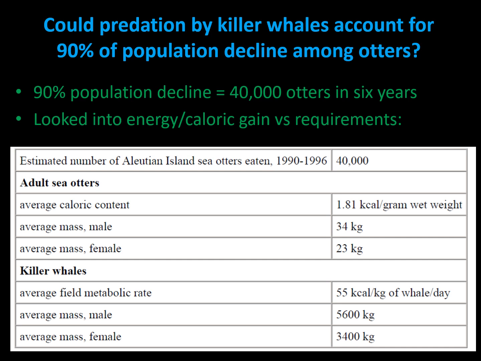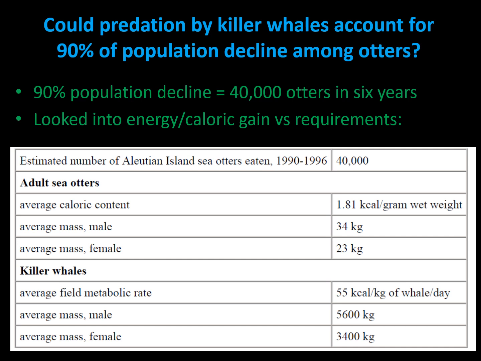Now, given the caloric requirements of killer whales, we can calculate how many adult sea otters a killer whale should eat in order to survive, in order to satisfy its basic metabolic requirements. Well, what is the answer? How many otters a day would a male killer whale need to eat? The answer is about 5 male otters per day.